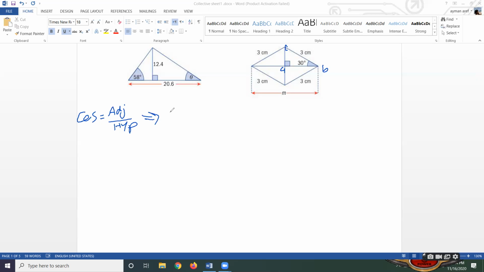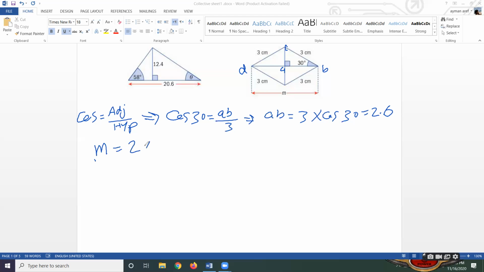We can use this rule, which is cosine 30 degrees equals adjacent, which is the length of AB, over 3. Then AB equals 3 times cosine 30. Let's see the answer: 3 times cosine 30 will be 2.6 to the nearest tenth, which is 2.6 centimeters.